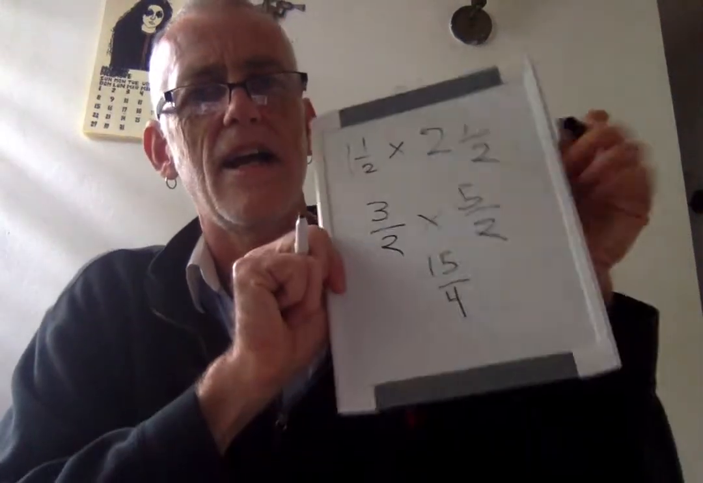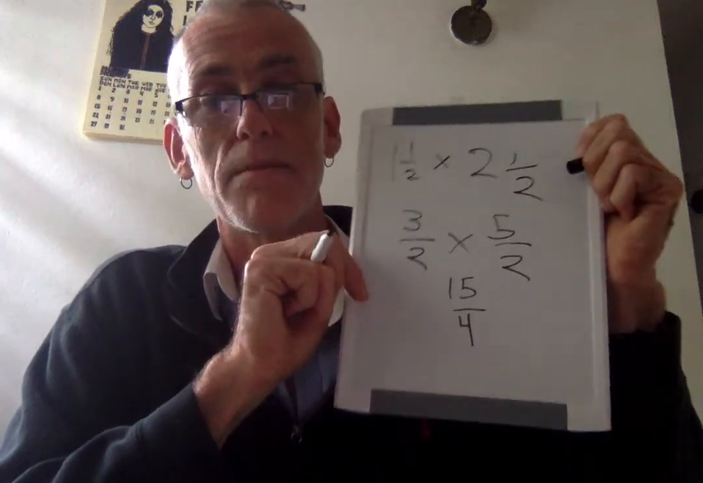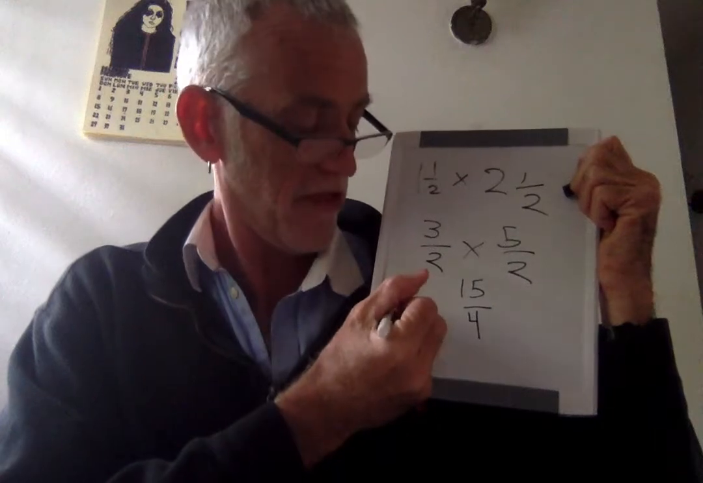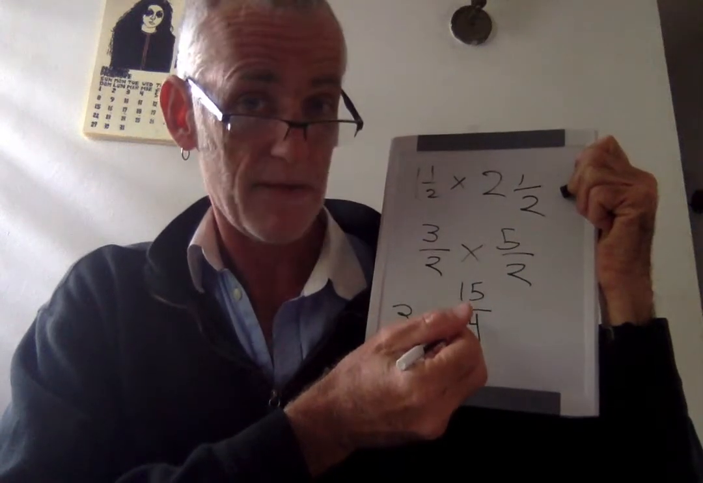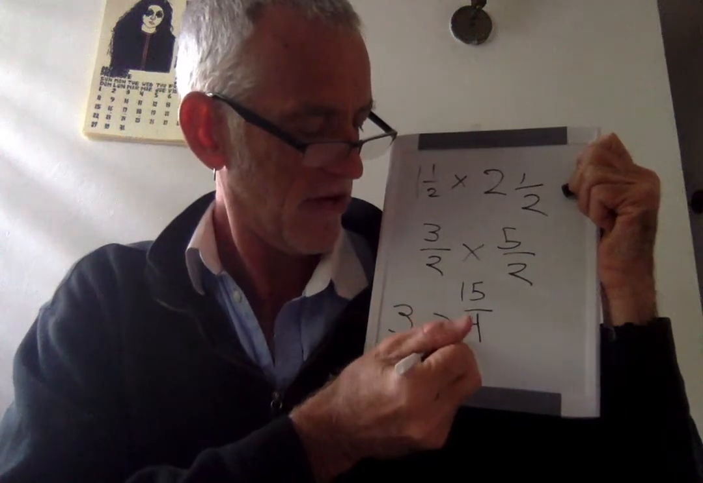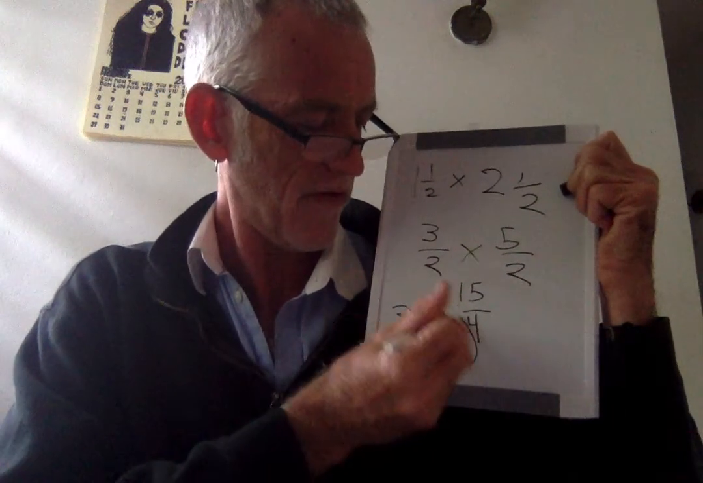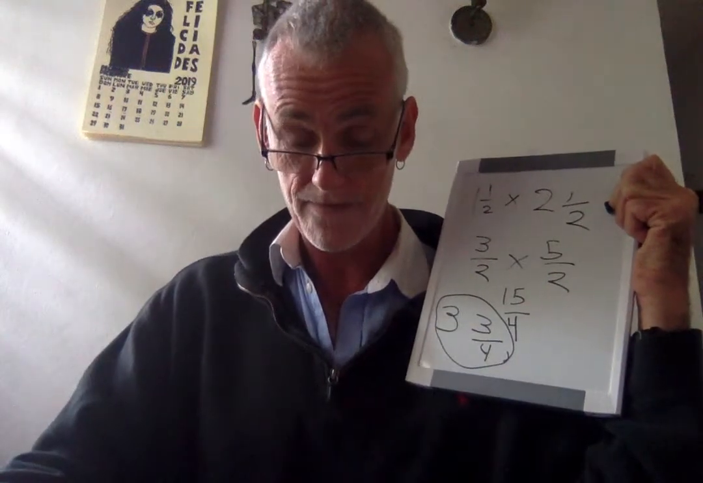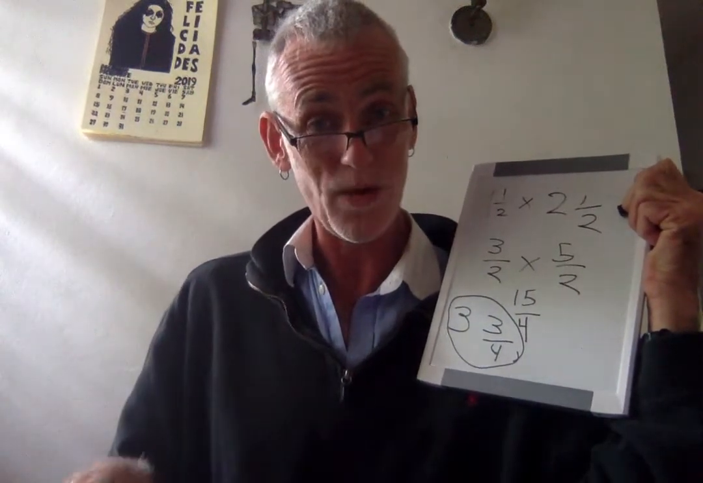15/4. Simplify, because the number on top is bigger than the number on the bottom. How many times does 4 go into 15? 3, because 3 times 4 is 12. 15 minus 12 is 3. 3 and 3/4 is your answer. All right, you guys do 12 and 13. Let's turn the page, shall we?